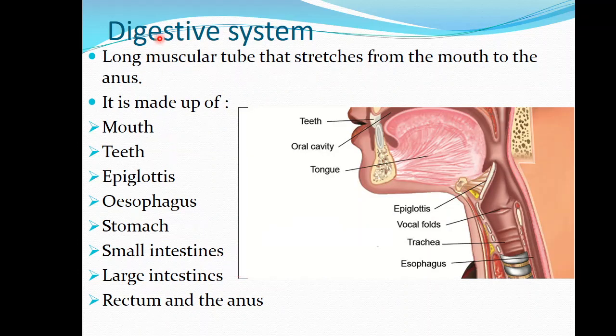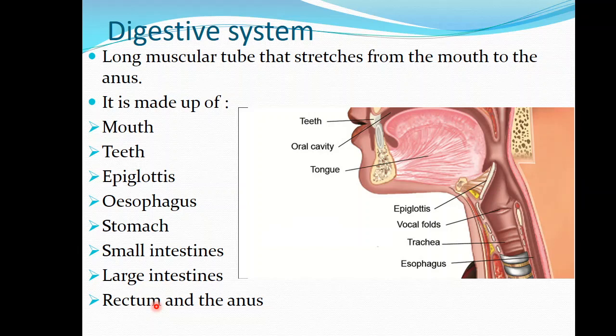Now let's talk about the digestive system. This is a long muscular tube that stretches from the mouth to the anus. It is made up of the mouth, the teeth, the epiglottis, the esophagus, the stomach, small intestines, large intestines, which then includes the rectum and the anus.